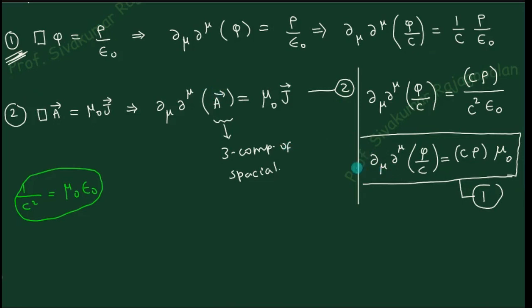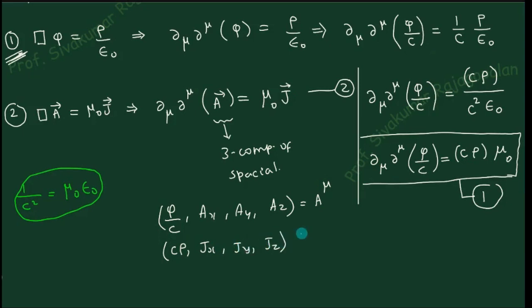In what way can you combine? On the left hand side you see that 5 by C is there here. The remaining 3 components are there here, which I will say are AX, AY, AZ. So I can now combine and say that this is A mu. Come to the right hand side. In the right hand side, the 0th component is there here, so I'll write down the 0th component, 0. And then the remaining space components are there here. I will say JX, JY, JZ. So that will be known as J mu.